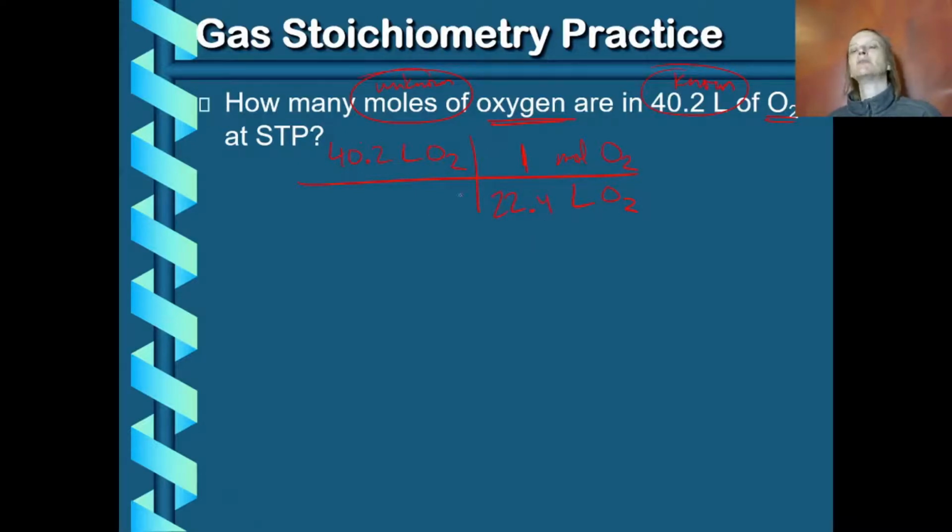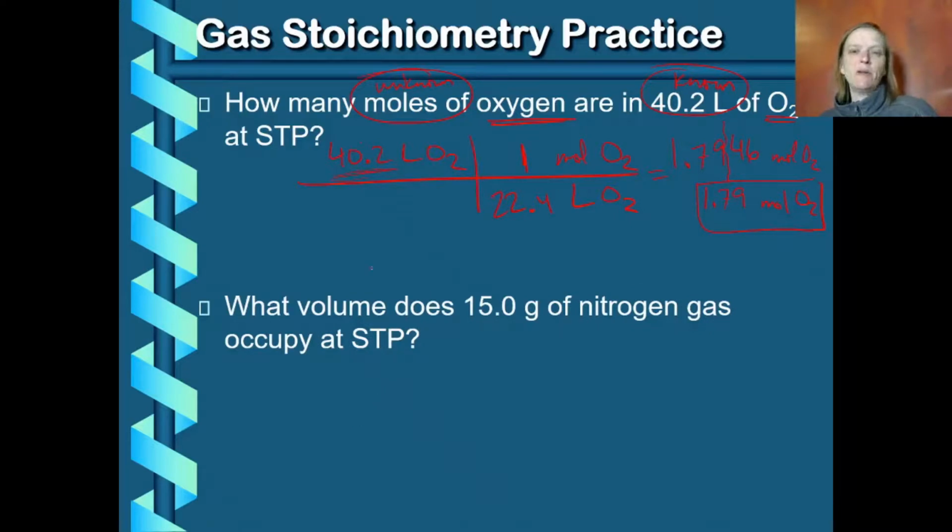Notice that this time I'm dividing by 22.4. So 40.2 times 1 divided by 22.4 gives me an answer on my calculator of 1.7946 moles of oxygen. But I can only report my answer to 3 sig figs, so I'm going to round off here. My number after the cutoff is less than 5, so I stick with 1.79 moles of oxygen.